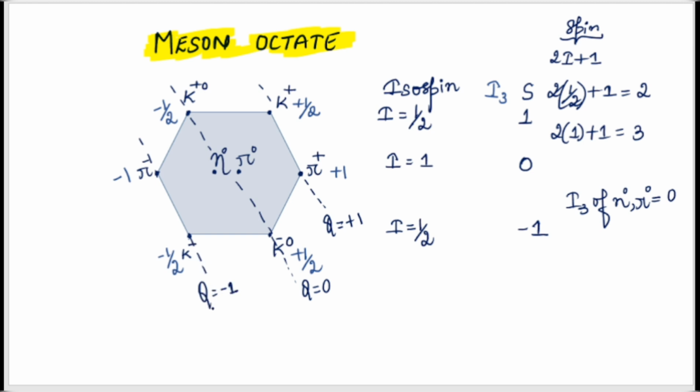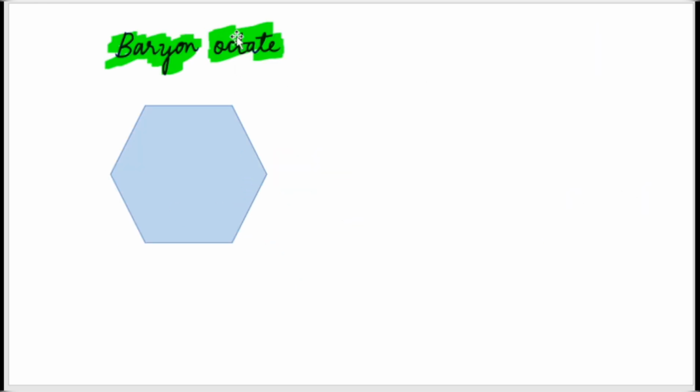Yes, I hope everyone got this meson octet structure. I hope everyone got a clear picture of this. Next, we will be moving on to the second structure called the baryon octet. Likewise, we will do here what we did for the meson octet. Now we will be doing it for the baryon octet.